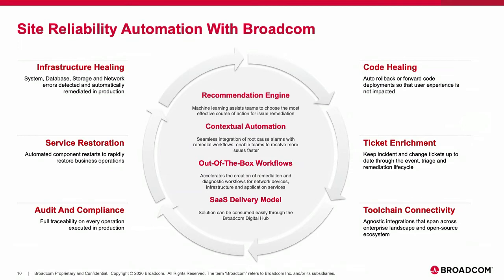So what are the main use cases we propose to address with site reliability automation? The first one is infrastructure healing. We enable teams with issue remediation across complex, large-scale systems. We do also service restoration to rapidly restore business operations and of course improve your MTTR. Code healing is there to automatically roll back or roll forward code deployment that had a problem, that has gone bad.